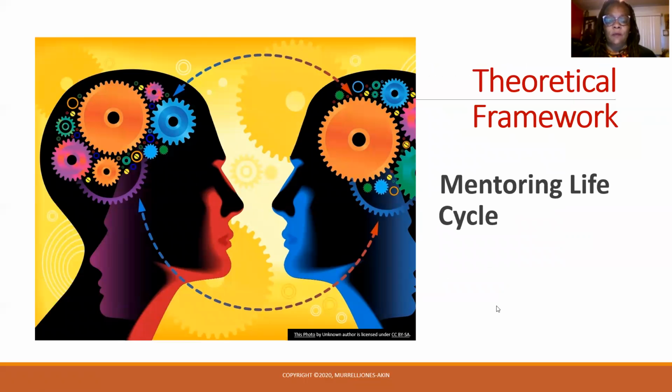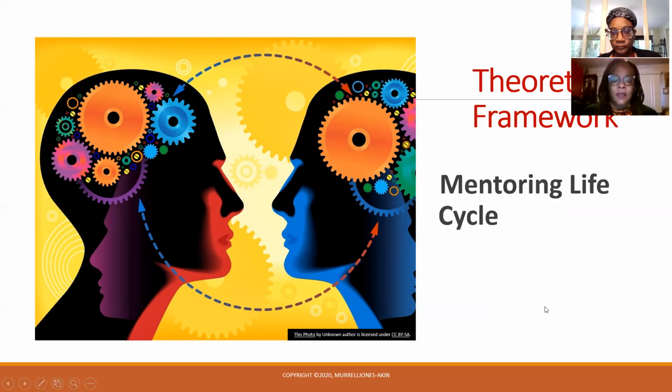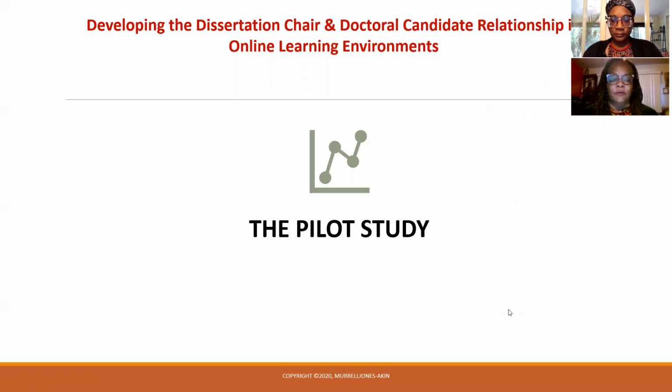So for our theoretical framework to align with our study, Dr. Morel Jones decided on the mentoring theory. So we know mentoring is used to assist mentees in growth, development, self-confidence, and maturity. And we decided to look at the mentoring cycle in 4 definable stages: initiation, establishment, maturity, and ending. And so this framework is woven throughout our study, and it's reviewed in alignment with the chair and candidate relationship. Now I'll turn it over to Dr. Morel Jones, who will give you further information about our findings and our results.